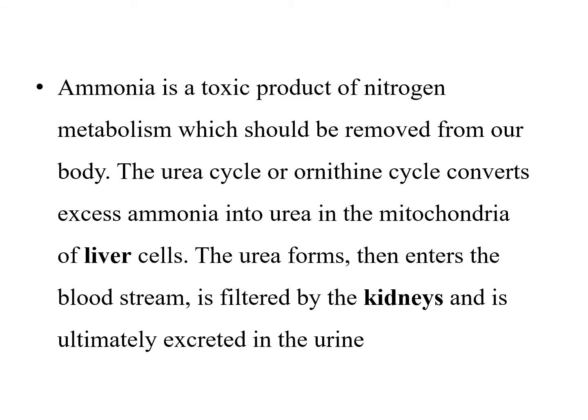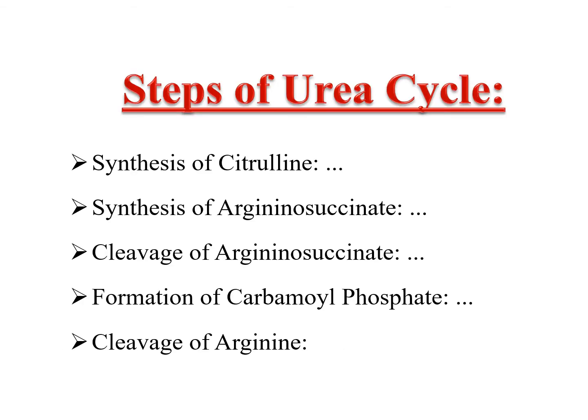Ammonia is a toxic product of nitrogen metabolism which should be removed from our body. The urea cycle or ornithine cycle converts excess ammonia into urea in the mitochondria of the liver cells. The urea then enters the bloodstream. It is filtered by the kidneys and is ultimately excreted in the urine. Steps of the urea cycle: synthesis of citrulline, synthesis of argininosuccinate, cleavage of argininosuccinate, formation of carbamoyl phosphate, cleavage of arginine. These are the steps of the urea cycle.